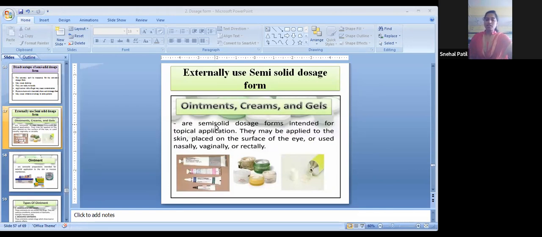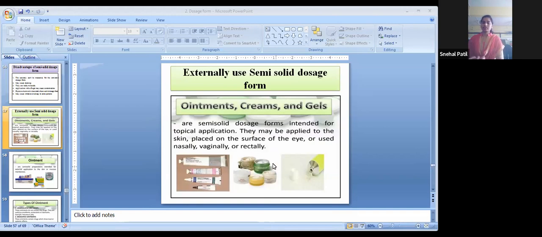So these are the semi-solid dosage forms intended for topical application. They are applied to the skin, placed on the surface of the eye, or used nasally, vaginally, and rectally. So it is the externally used semi-solid dosage form. This is the picture of the semi-solid dosage form: ointment, cream, gel. We use this product.